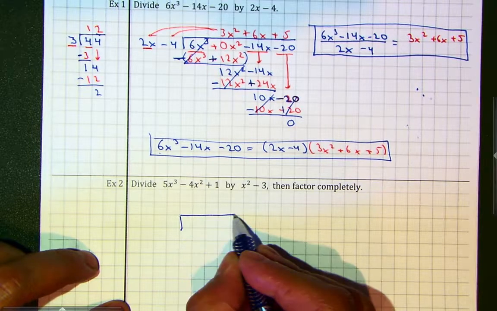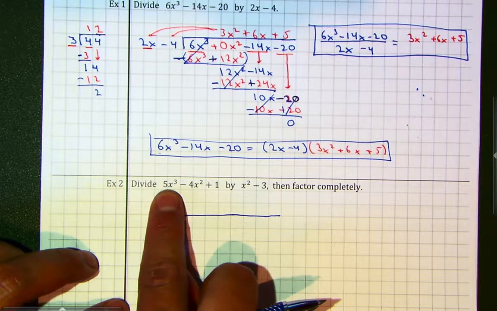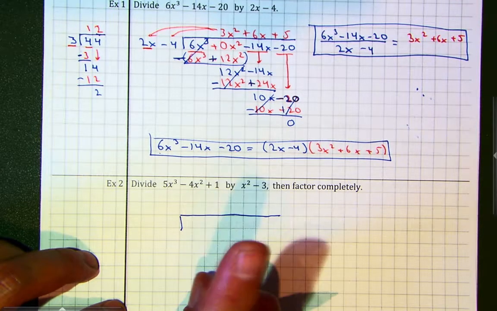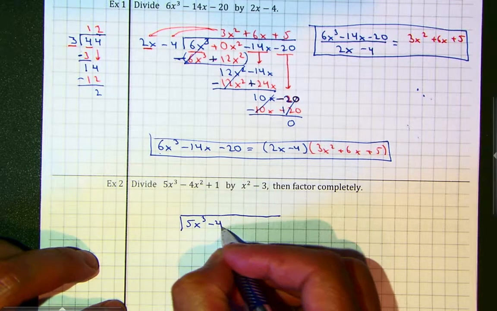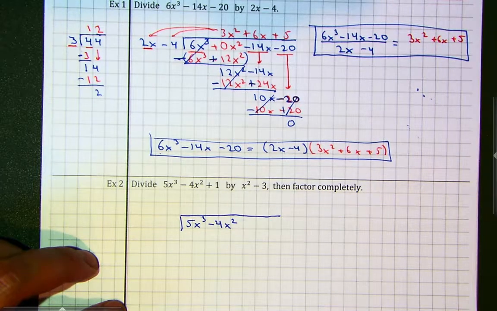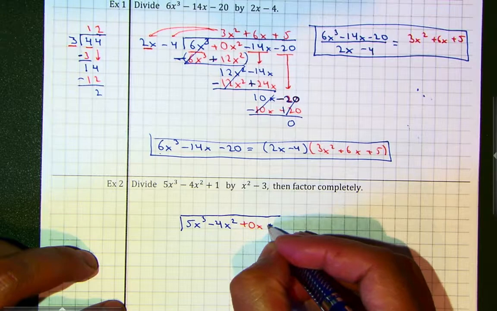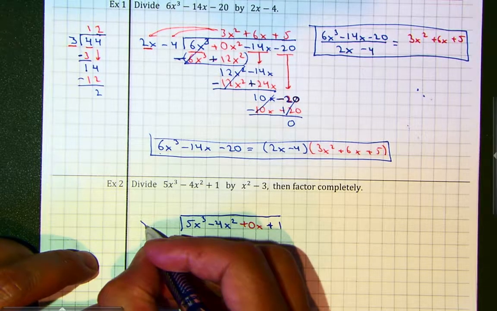I want to write down my dividend. Make sure that I'm not missing any exponents. X to the third, so 3 is the degree. X squared, I'm missing an x. So we have 5x to the third minus 4x squared plus 0x plus 1. And my divisor is x squared minus 3.